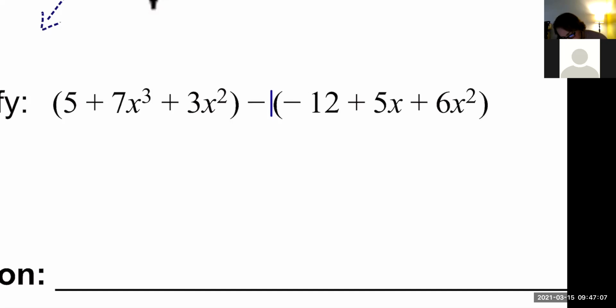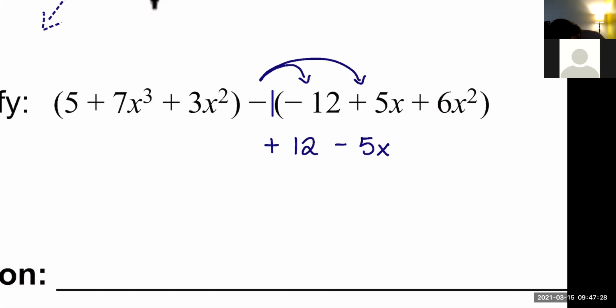Anytime we have a value other than a +1 outside a set of parentheses, our instinct, hopefully by now, is to distribute. And when I do that here, everything inside the second set of parentheses, all the signs are going to switch. So -1 times -12 is going to give me a +12. -1 times +5x is going to give me a -5x. And -1 times 6x squared is going to give me a -6x squared.